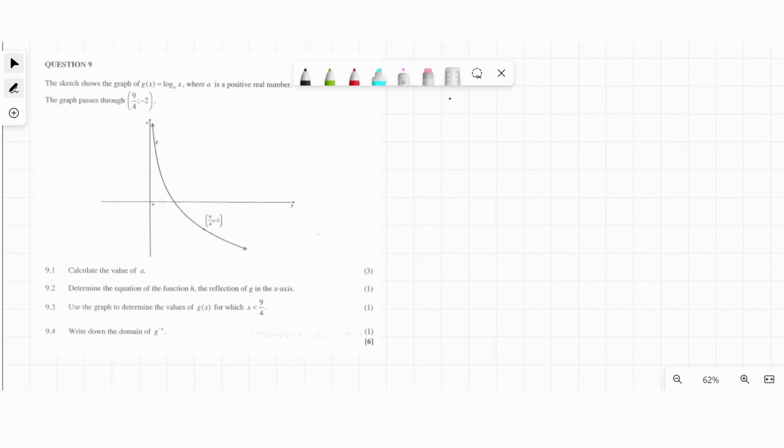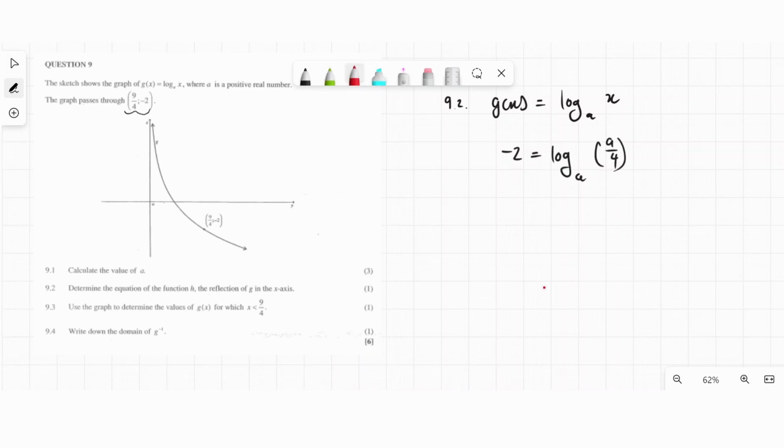So the first question, which is 9.2, says calculate the value of a. To calculate the value of a, we're going to take this point and substitute it into the function. So we have g of x equals log base a of x. Wherever we see g of x, we're going to substitute negative 2. So it's going to be negative 2 equals log base a. Then x is going to be what? It's going to be 9 over 4, right? So now we need to change everything into exponents.